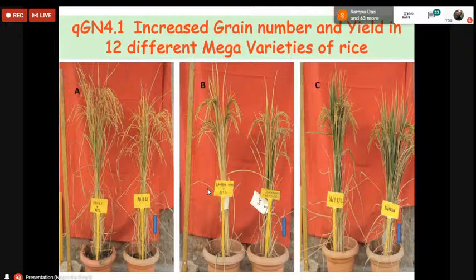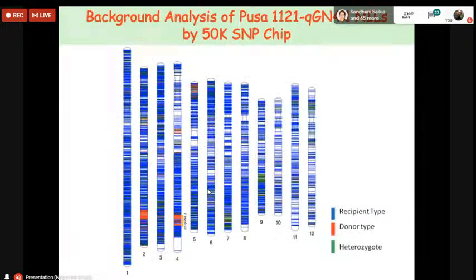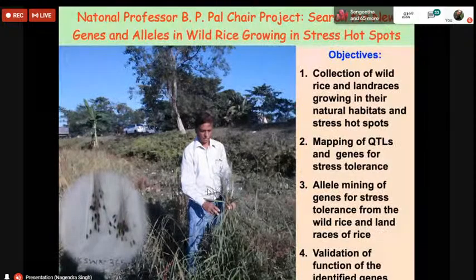Now we have put this gene into many varieties and it's performing very well. This is one example where we put it into the famous Pusa 1121 basmati variety with more than 97% recovery. And the yield is more than 10% higher. Now let us come to the collection part here.